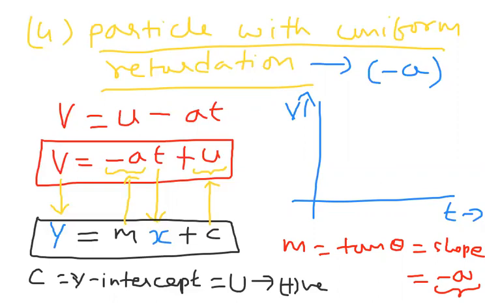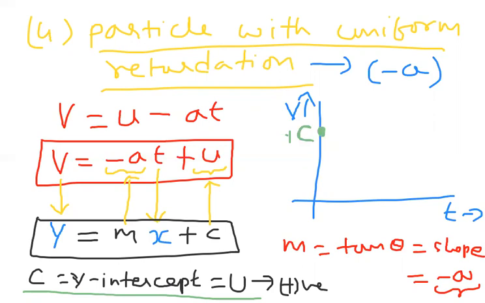M value is negative. Slope is negative. For a negative slope, how to draw the graph, you have to observe. First of all, the y-intercept is positive. That means we start from the positive y-axis. This is the positive y-intercept, this is plus c.